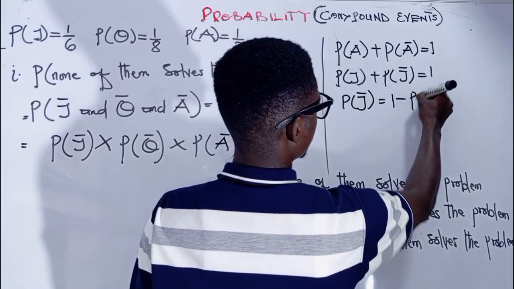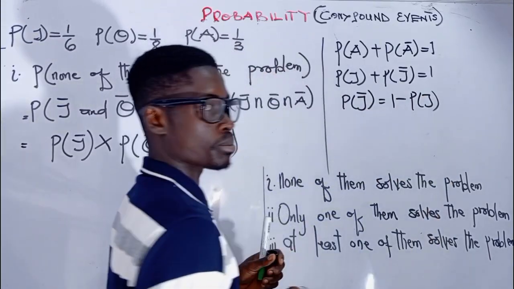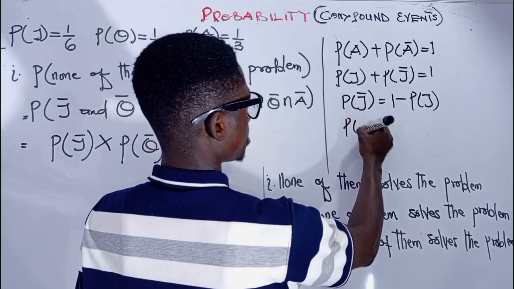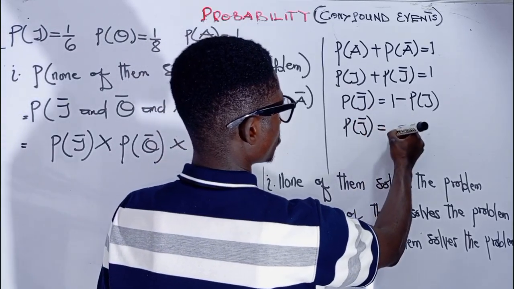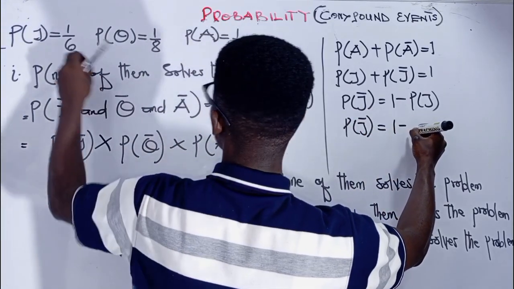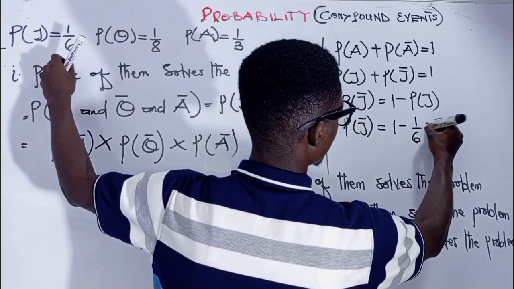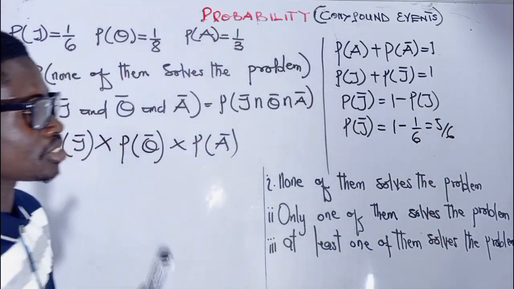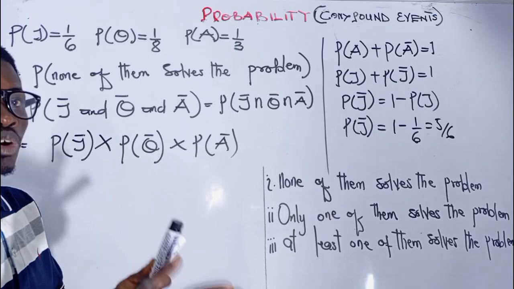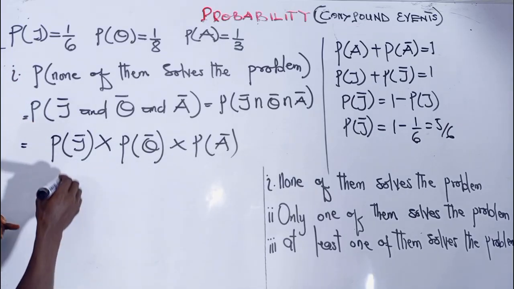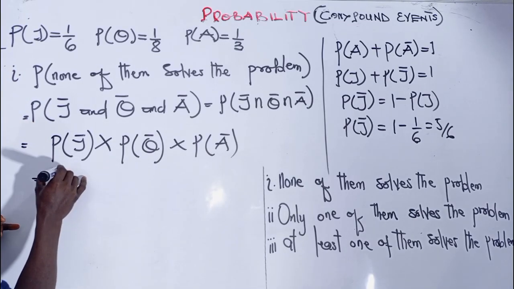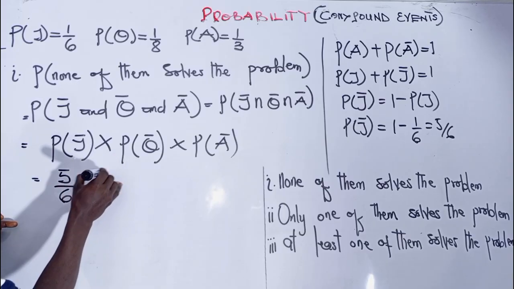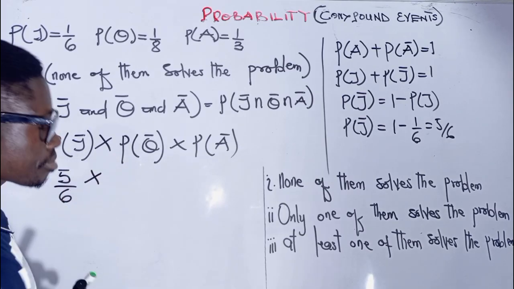1 minus the probability that Julius solved the problem. So we have the probability that Julius was not able to solve the problem will be 1 minus 1 over 6, and that gives us 5 over 6. So the probability that Julius could not solve the problem is 5 over 6, so we can write it as 5 over 6. Then we have times.